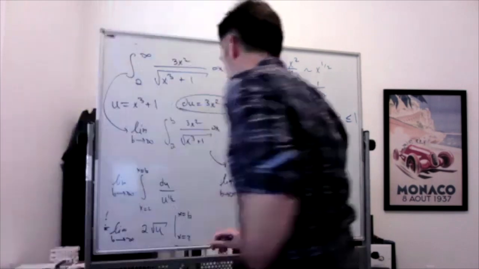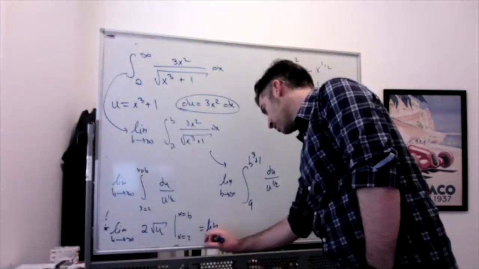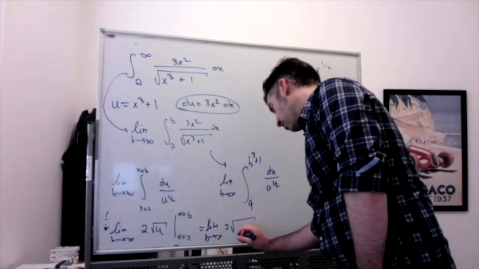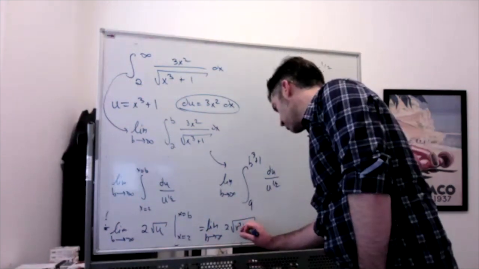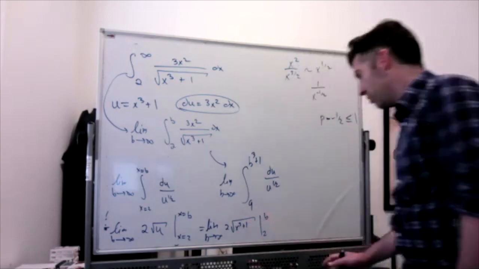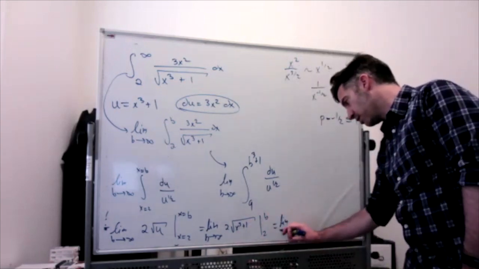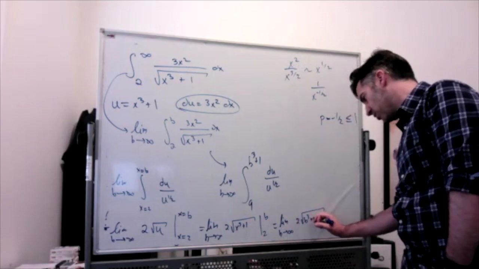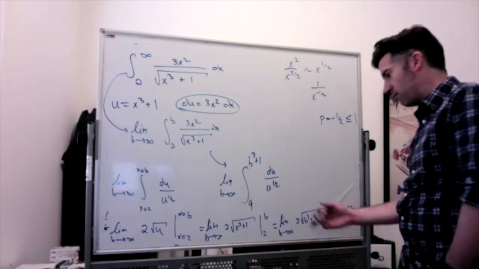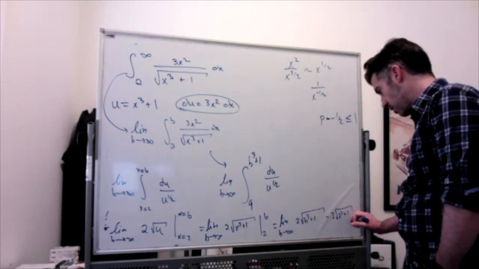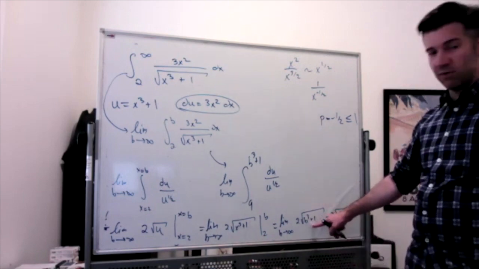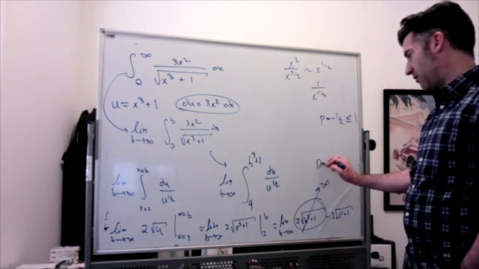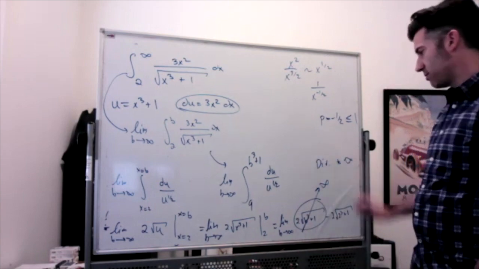And then plugging back in what x is, we get the limit as b goes to infinity of 2 times the square root of x cubed plus 1 from 2 to b. Plugging in the limits of integration, we get the limit as b goes to infinity of 2 times the square root of b cubed plus 1 minus 2 times the square root of 2 cubed plus 1. As b goes to infinity, b cubed goes to infinity, and the square root of that goes to infinity. So this goes to infinity. So this diverges to infinity.